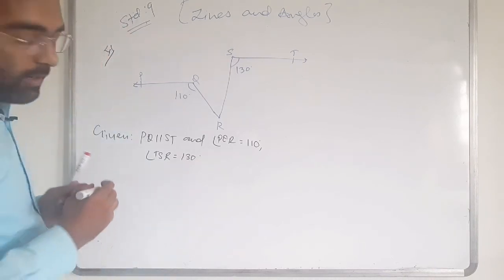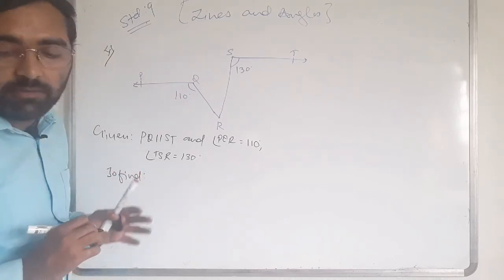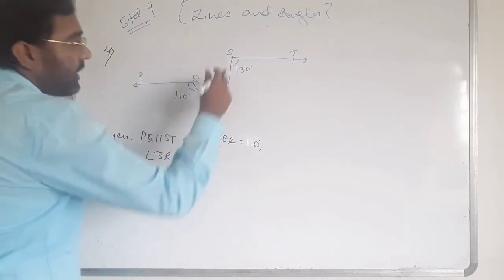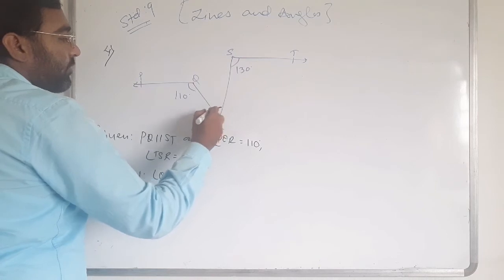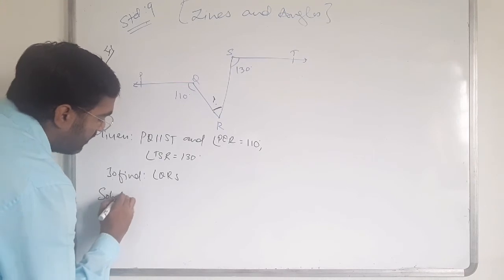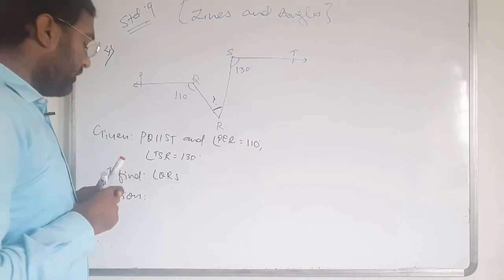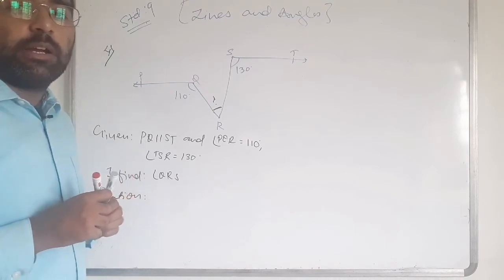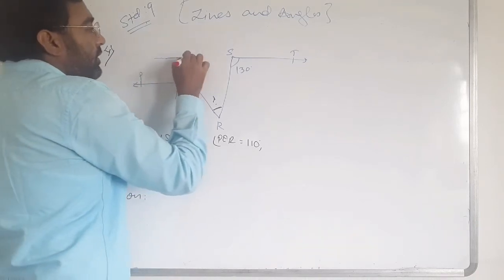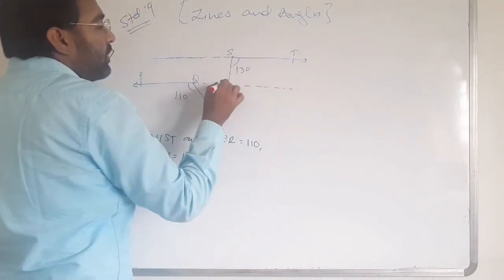Here we have to find which angle? QRS. So angle QRS, this one, is the angle we have to find. Okay, so the solution. First of all, to start the solution, I'll draw the remaining part of the figure, that is this line; both lines are parallel to each other.